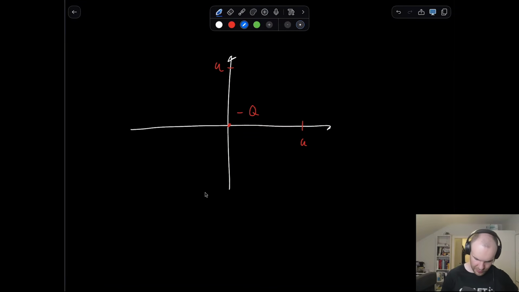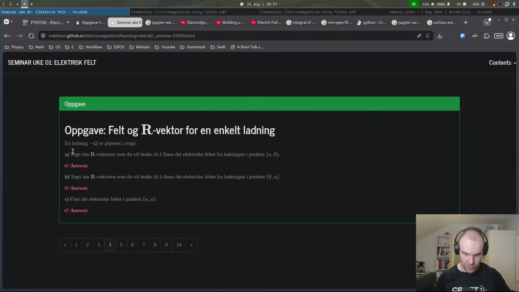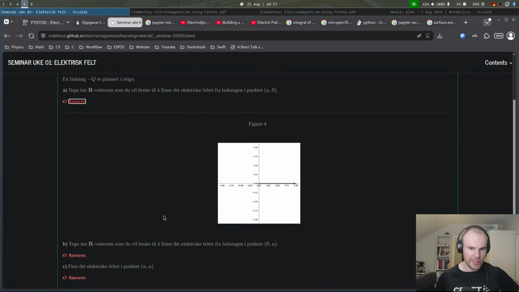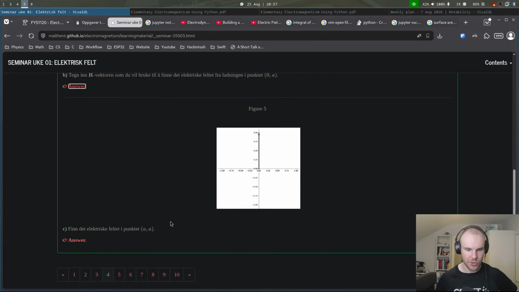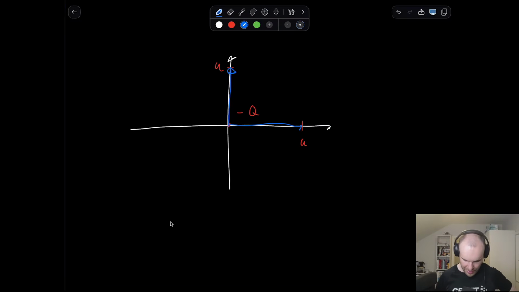Right. So I have R where I am. I point to me, right? Then I point to me there. And that should be also correct. It should be to the right. It should be up, just like that. Okay. Then we have the electric field in the point A, A. So we want to find the electric field here, right?